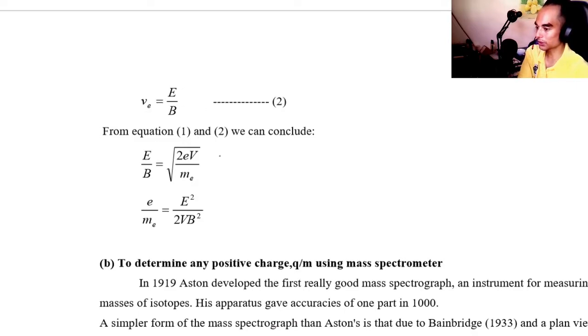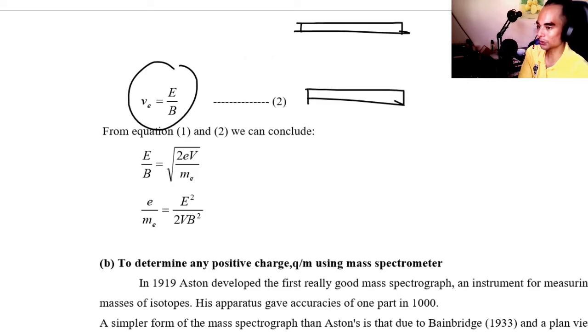So from equations 1 and 2, we can compute that e over m equals E² over 2VB². But this is very important. It says that when the particles do not deflect and go straight down with a certain velocity, it means that E over B is the ratio, and then we have the speed of the particles.